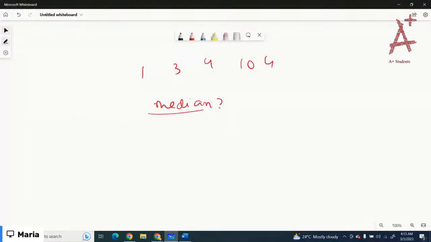Arrange them from least to greatest: 1, 3, 4, 4, and 10. Count the numbers: 1, 2, 3, 4, 5. They are 5 in number. You have to look for the number that is right in the middle of the data, that divides the data into two equal parts. 4 is the middle one, and it divides the data into two equal parts. On the right hand side, you have two numbers, and on the left hand side, you have two numbers. That means 4 is the median of the data.